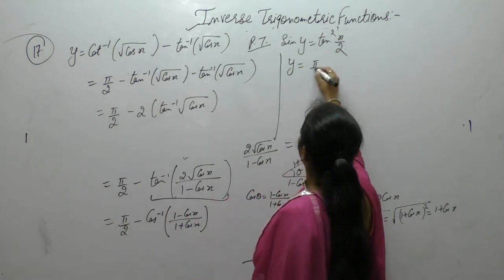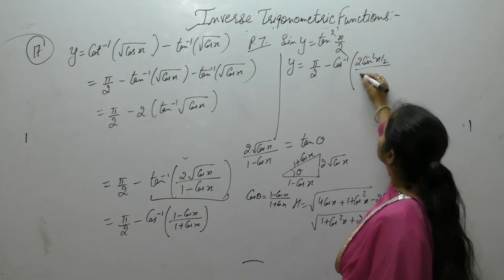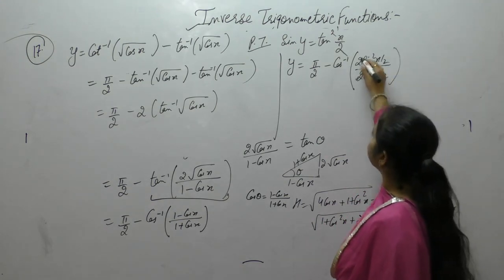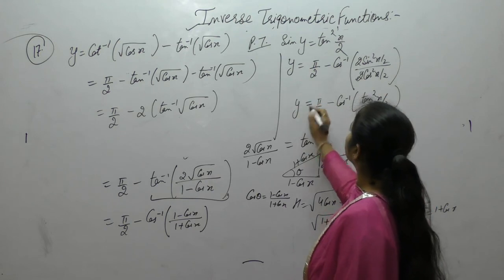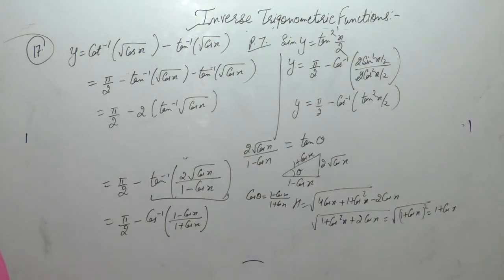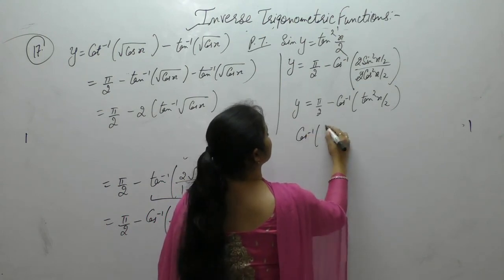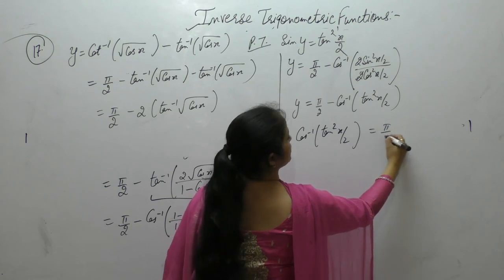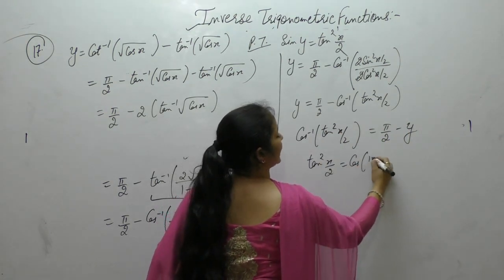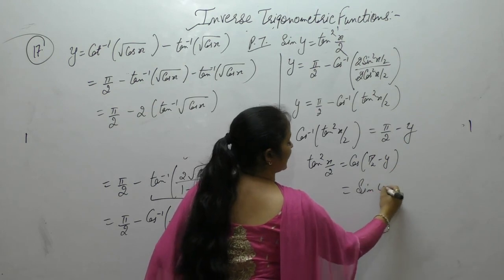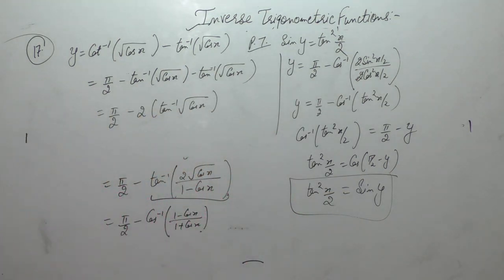So y is equal to pi by 2 minus cos inverse. 1 minus cos x is 2 sin square x by 2. And 1 plus cos x is 2 cos square x by 2. So minus cos inverse tan square x by 2. We get y as pi by 2 minus this. So we can write it as cos inverse tan square x by 2 is equal to pi by 2 minus y. This cos inverse will go on the right hand side. Then cos of 90 minus theta is equal to sin theta. So this is what we want to prove, that sin y is equal to tan square x by 2. Note it down.